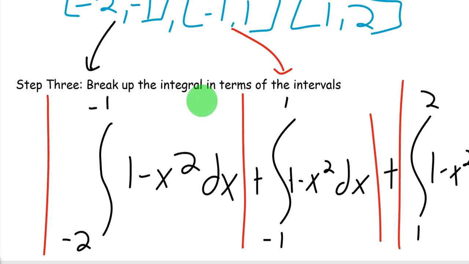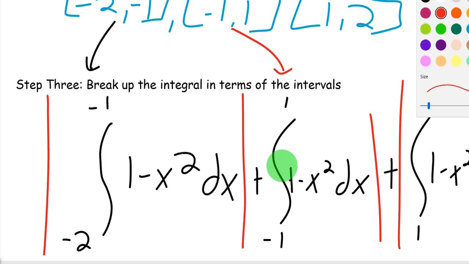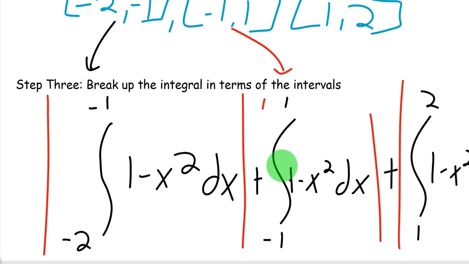And so when you're finding total area, you want to break up the definite integral into the number of pieces it makes based on how many times it crosses the x-axis. And I should have one more absolute value bar here. It's going to look like that.